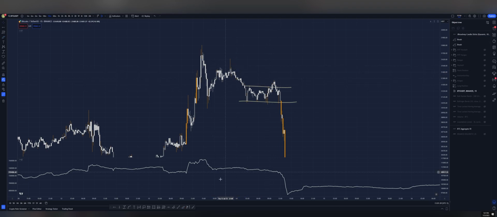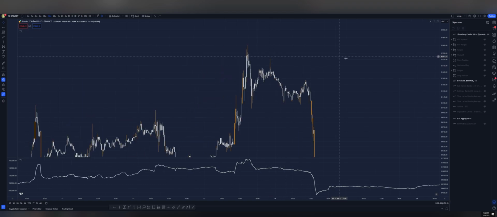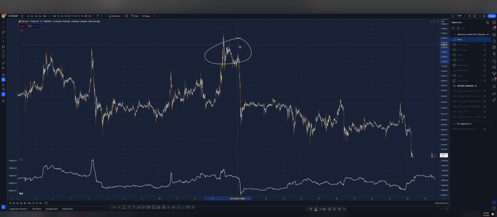That could have been a good entry point if I was able to get in right here. I actually did have a short that I took right here, but I closed out of it right here because I was expecting price to come up here, like take the highs before nuking down, and that's not what ended up happening.